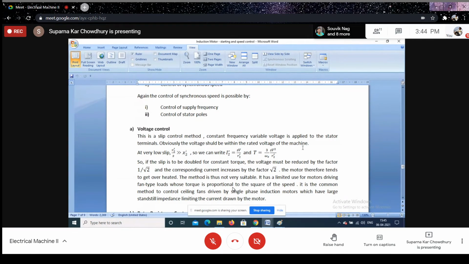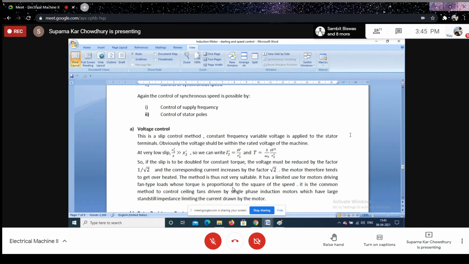Now if we reduce the voltage by 1 by root 2 and the torque is to remain the same, that is only possible if the motor draws more current. So the corresponding current will be increased by a factor of root 2. So the motor tends to get overheated because it will draw more current. This method is not a very suitable method for speed control because we cannot overload the motor, but it has a limited use.